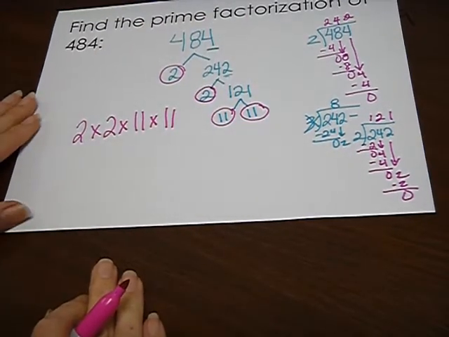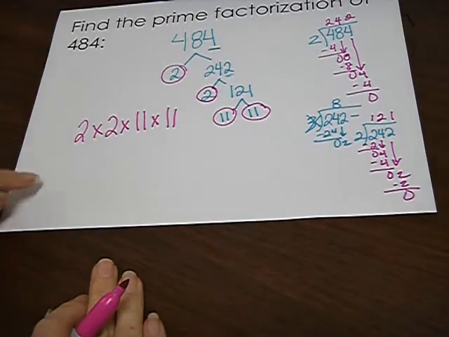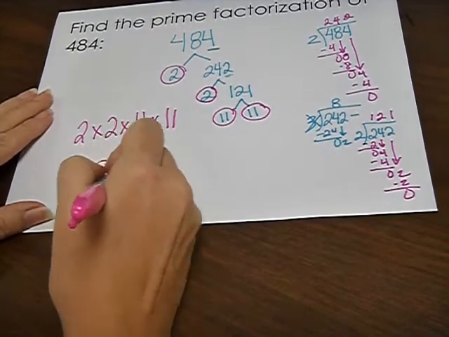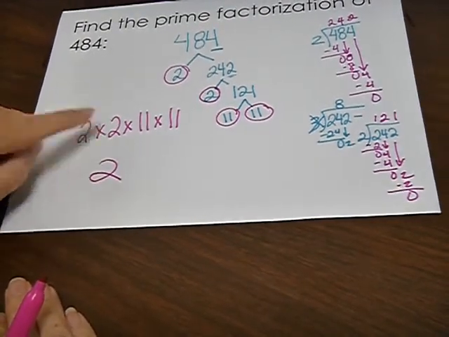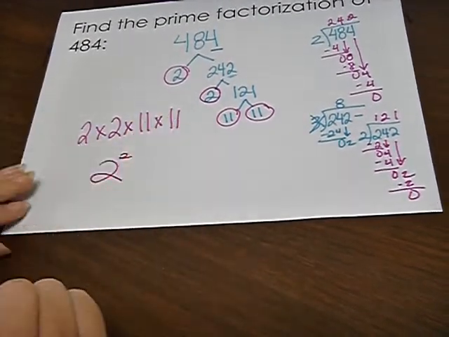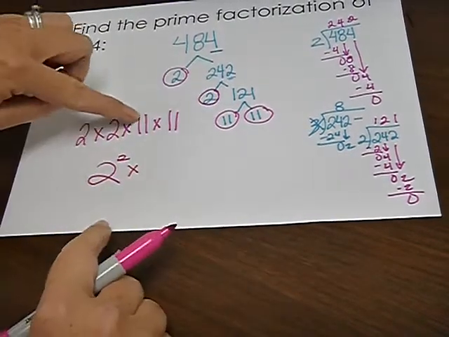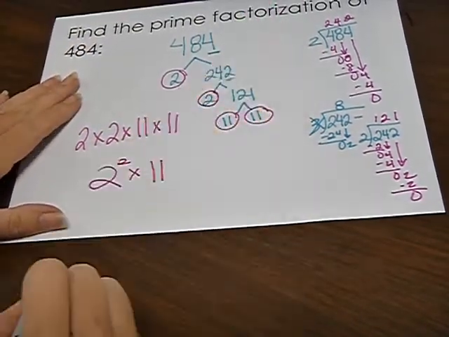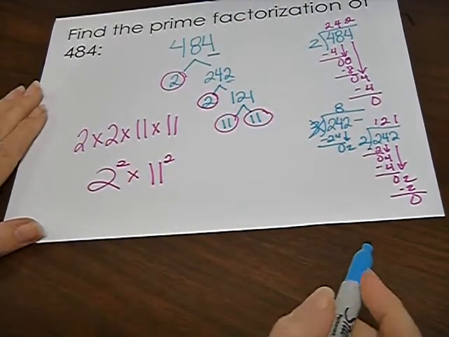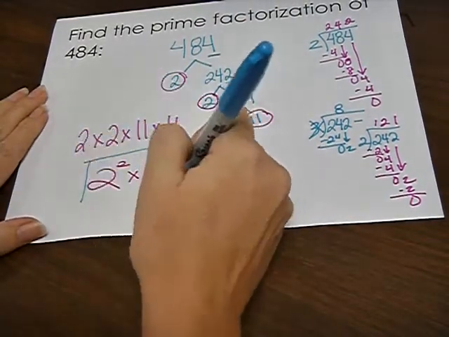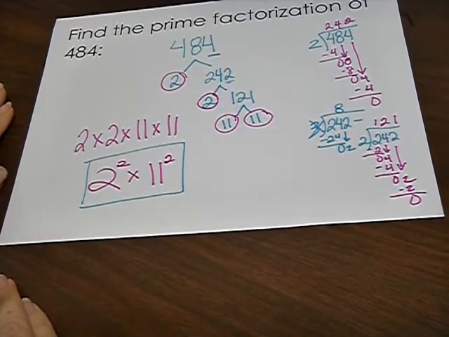And I also need to be able to write those with exponents. So the first factor that I have is 2. So that's going to be the big number. And then I count how many there are. 1, 2. Okay? And then the next factor I have is 11. And I also have 2 of those. So the prime factorization of 484 is 2 squared times 11 squared.